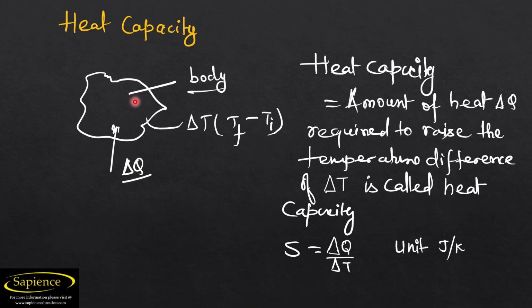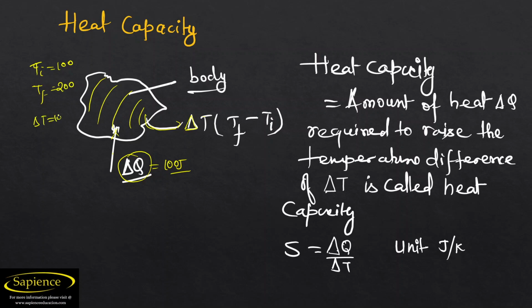So what is actually heat capacity? Before going to the definition, we should understand what heat capacity is. Let us consider a material, and if we apply heat of del Q, it may be 100 joule, and due to this application of heat, there is a change in temperature. Suppose its initial temperature, T initial, was 100, and after applying heat, its temperature became 200. So the change in the temperature is 100.